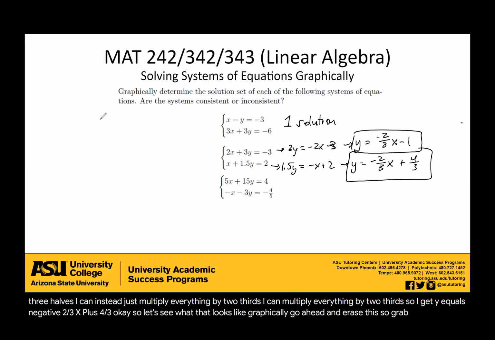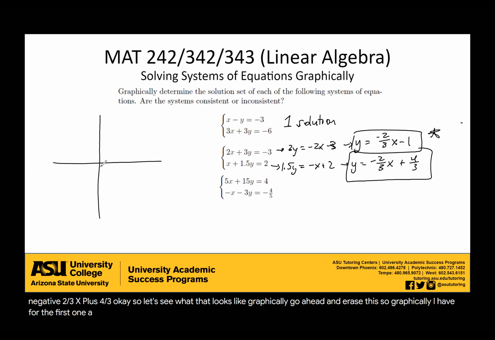So graphically, for the first one, I have a y-intercept at negative 1. And the slope is negative 2/3. So it's negative, but it's not too steep. It looks something like that.